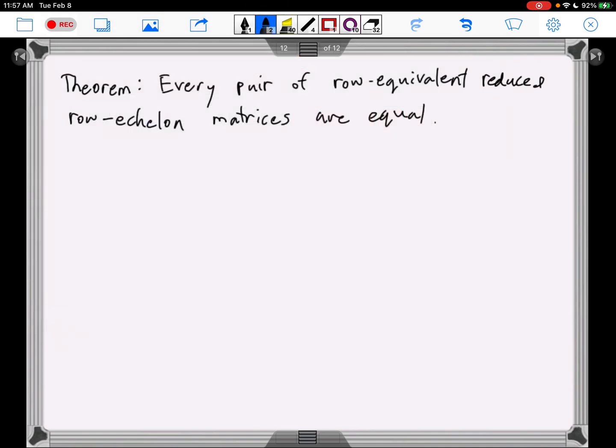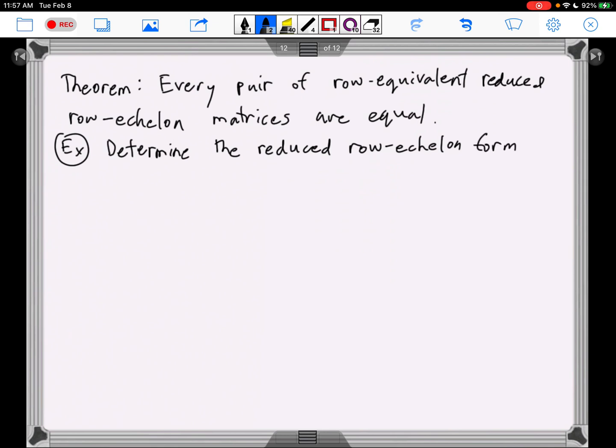Okay, so let's do an example of a reduced row echelon form. Now, reduced row echelon is a lot more work than the other because there's more zeros that we have to put there, but it's not that bad. We just have to get used to it.